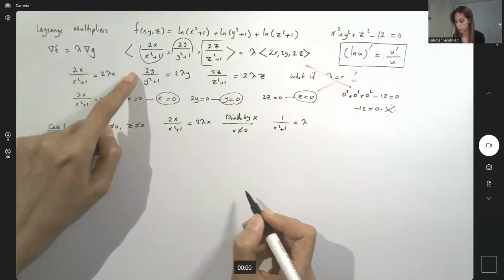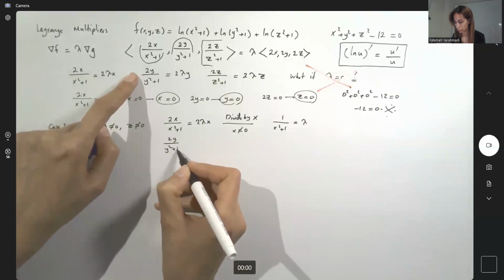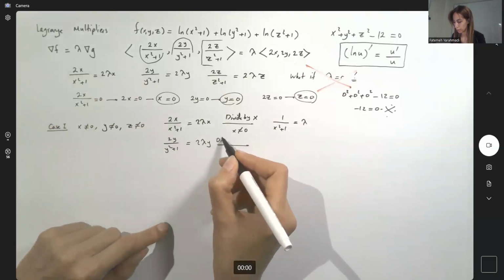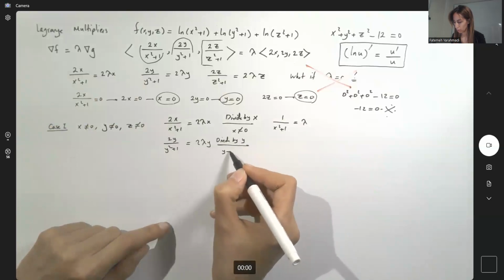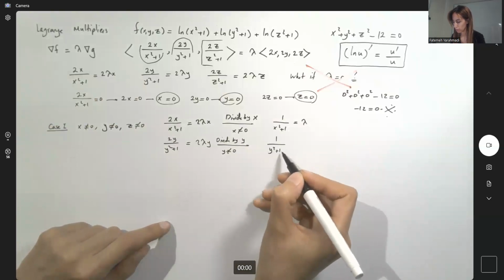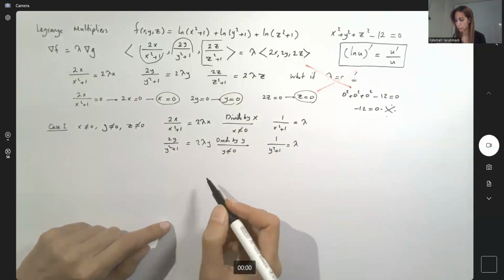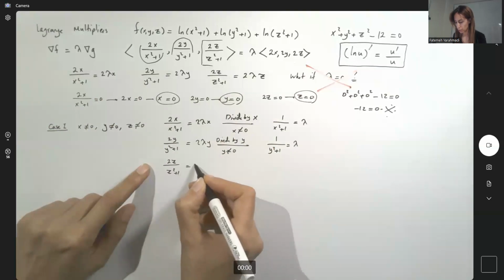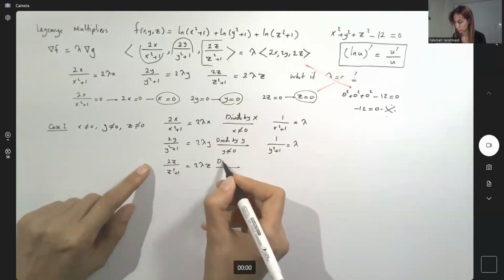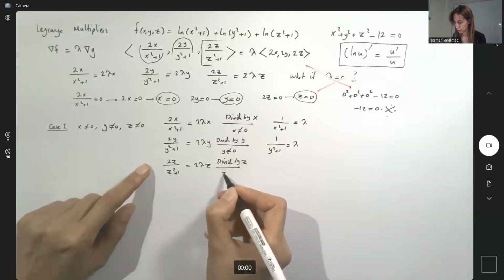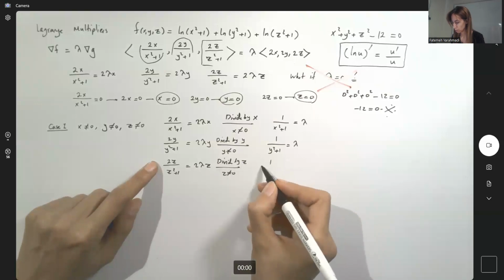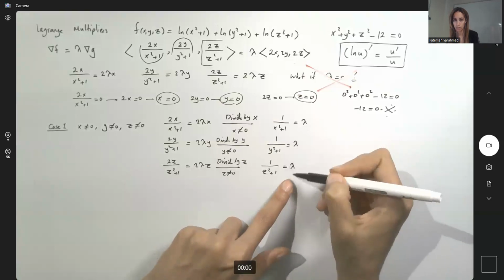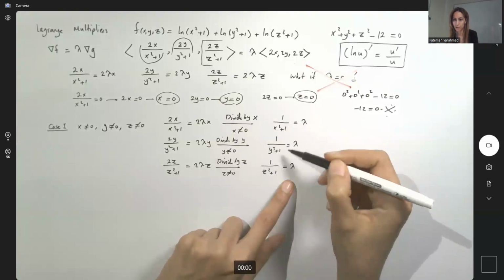From the second fraction, 2y divided by y squared plus 1 equals 2 lambda y. Since y is not 0, divide by y. So you get 1 over y squared plus 1 equals lambda. The same for the last fraction. 2z over z squared plus 1 is equal to 2 lambda z. Divide by z, since z is not 0. So what do you get? You get 1 over z squared plus 1 equals lambda. So lambda is equal to lambda.